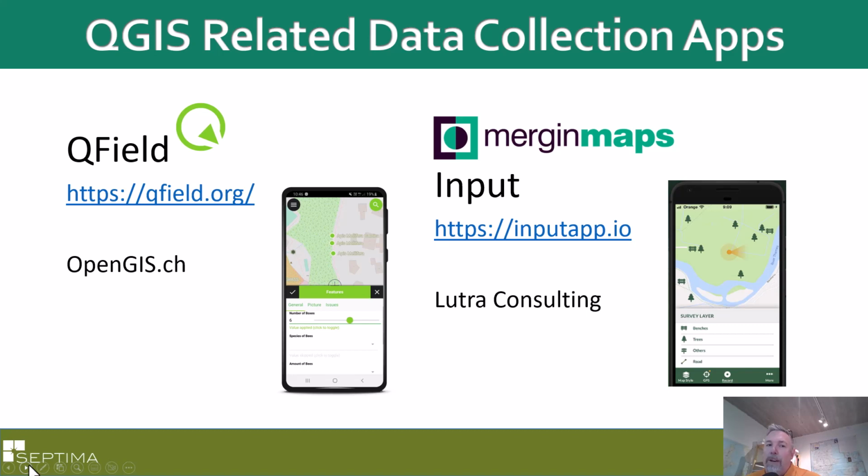So in QGIS, we have two separate data collection apps. QField, developed by OpenGIS.ch in Switzerland, and Mergin Maps, developed by Lutra Consulting out of the UK. And these apps use basically the same, very similar underlying QGIS code base on the mobile app. They have a lot more in common than differences, but we're going to be working with Mergin Maps specifically because I think the synchronization piece that they've developed with Mergin Maps is the best of the two.